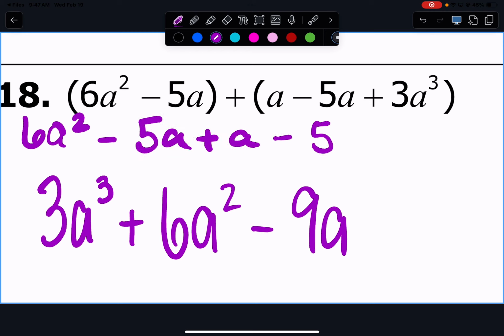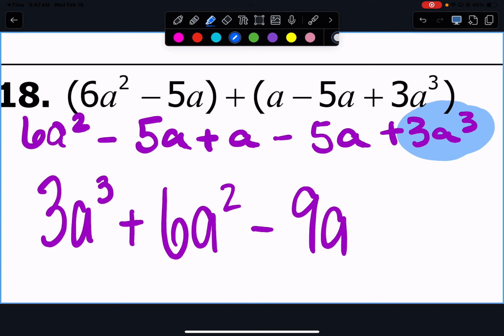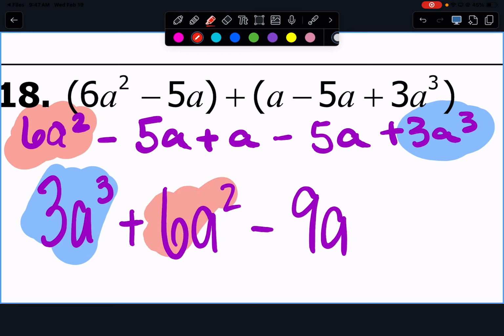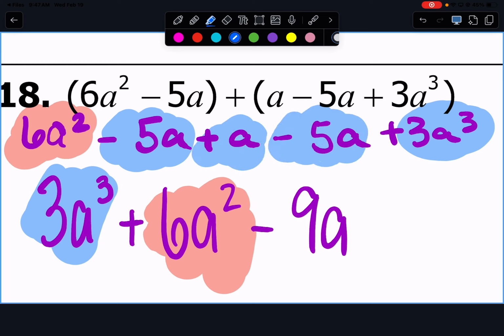All right. For this one, okay, we start with r to the third. We bring it down because it's not got any friends. Then for 6a squared, we bring it down because it also doesn't have friends. But we do have negative 5a plus a to get negative 4a, minus 5 more a, which gives us negative 9a.